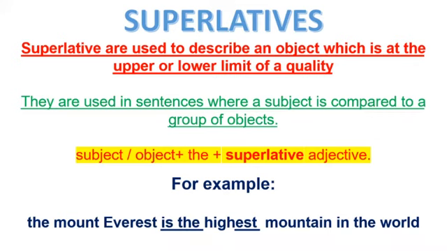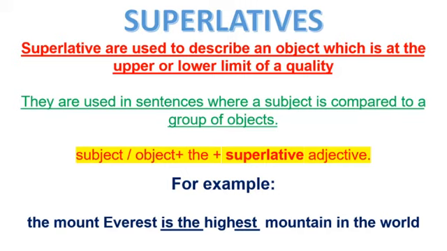Okay, today we're going to check what superlative words are. Superlative words are used to describe an object which is an upper or lower limit of quality. We use them in sentences where a subject is compared to a group of objects. But pay attention. In the lesson we checked before, comparative words, we compare two things, two animals or maybe two people. But in this, it's different. We are comparing with a group of people, maybe a group of objects or a group of animals.